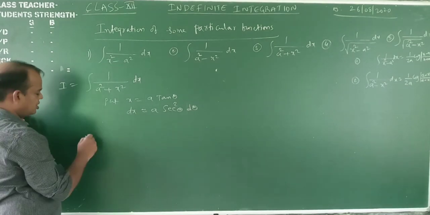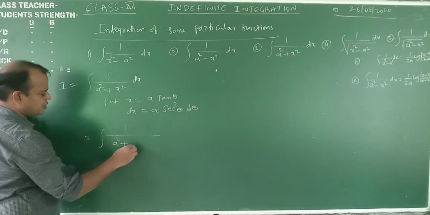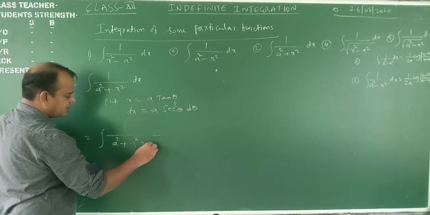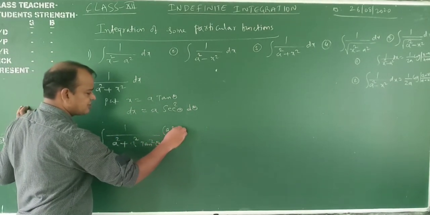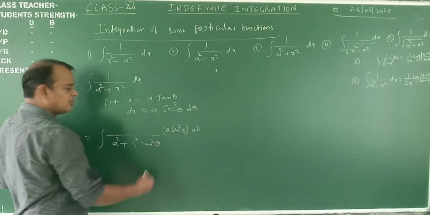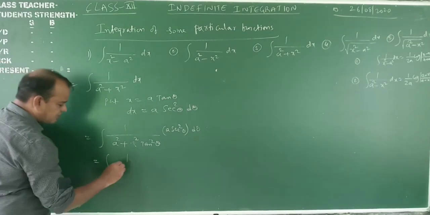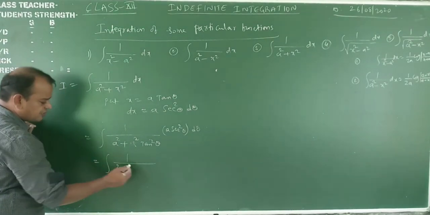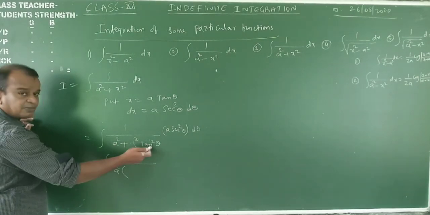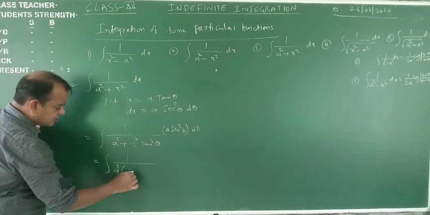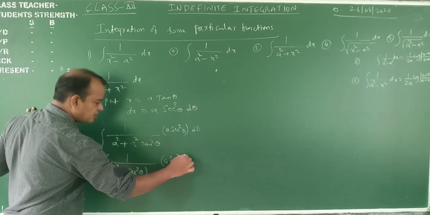Now substitute one by one. Integral of 1 by a square plus x square. x square means a square tan square theta, and dx is a secant square theta d theta. My dear students, no problem at all. That is equal to integral of 1 by, taking common a square, a square into 1 plus tan square theta. 1 plus tan square theta means secant square theta, into a secant square theta d theta.